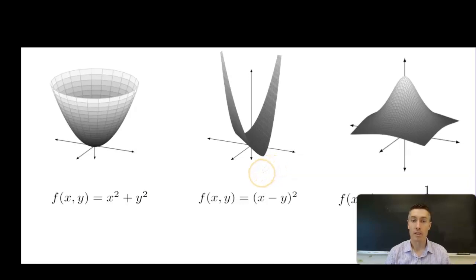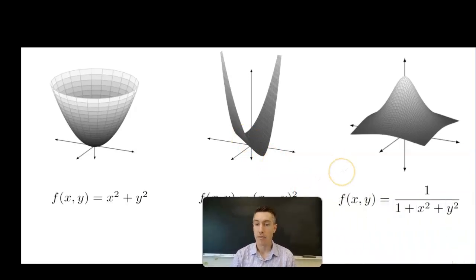Even if we can't graph these by hand, try to pick up on traits that are reflected in the surface based on the definition of the function, right? So for here, when y equals x, the output would be 0, and we see that reflected in the function.